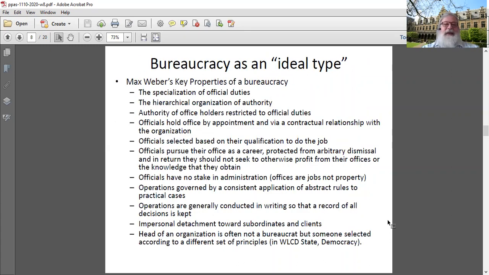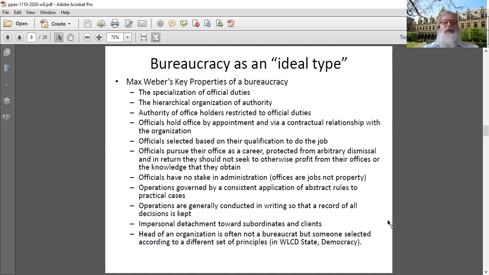So, what is bureaucracy as an ideal type? Weber identifies the following key properties of a bureaucracy. And of course, you will have read these in your reading from Weber for this week. The specialization of official duties, right? In a bureaucracy, people don't do everything, they have functions, right? Specific things that they specialize in doing. People who work verifying documents at the passport office don't do taxes. They verify information on people who apply for passports. They don't verify information on income tax returns. That's a different specialized duty.